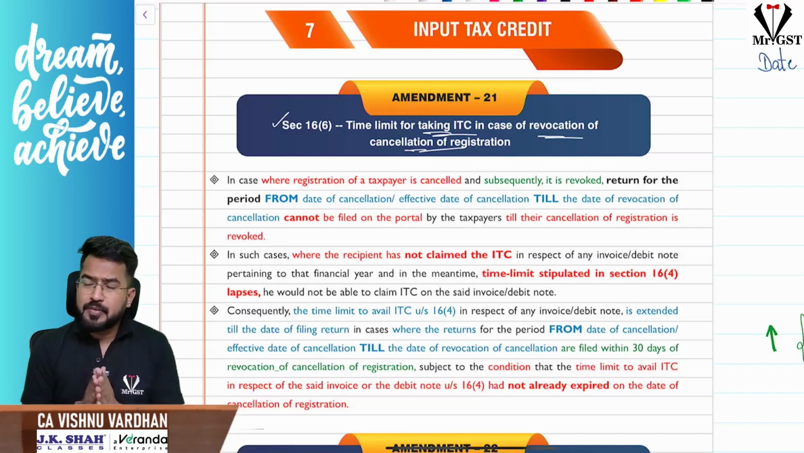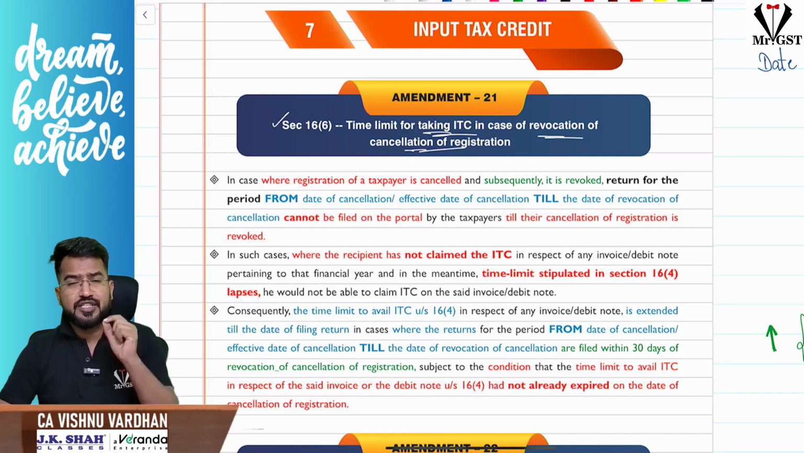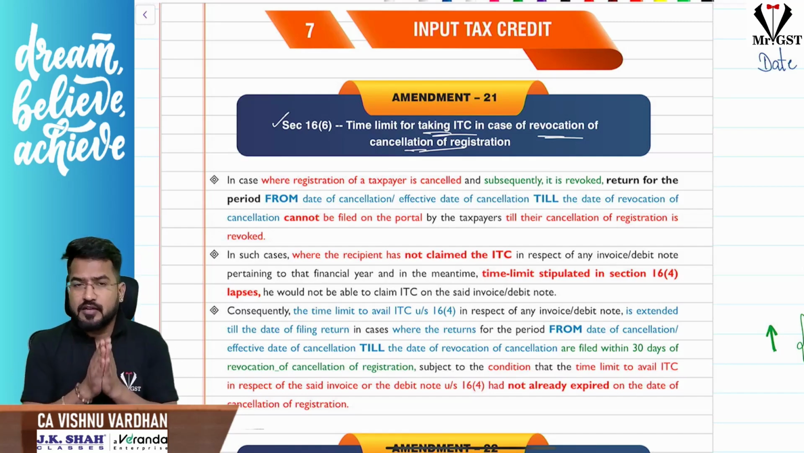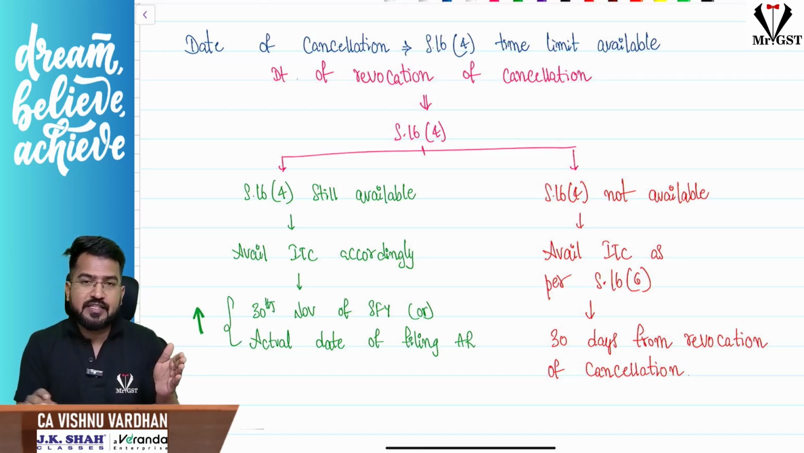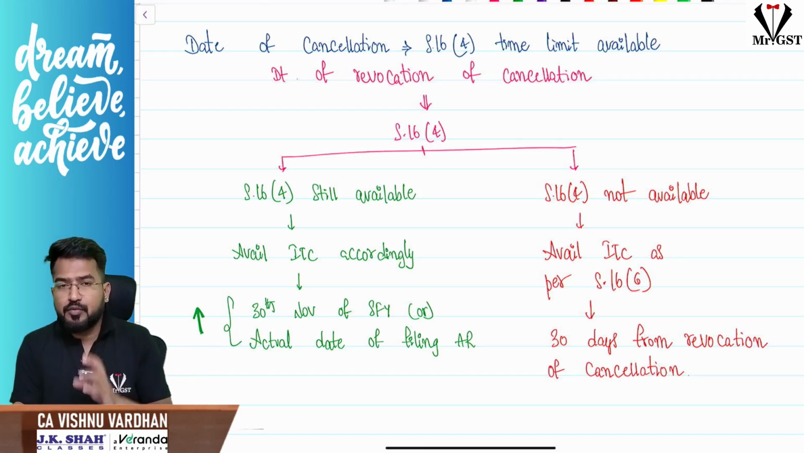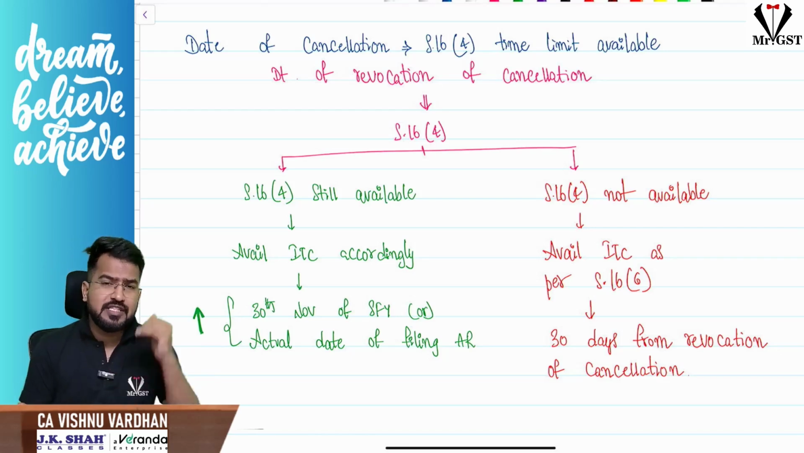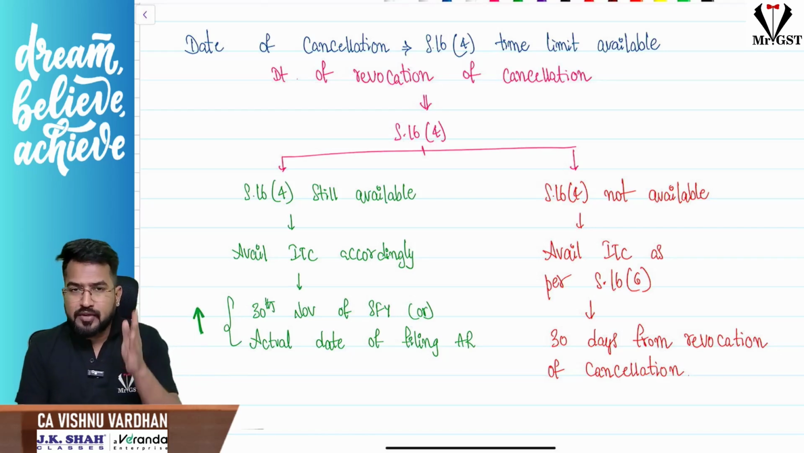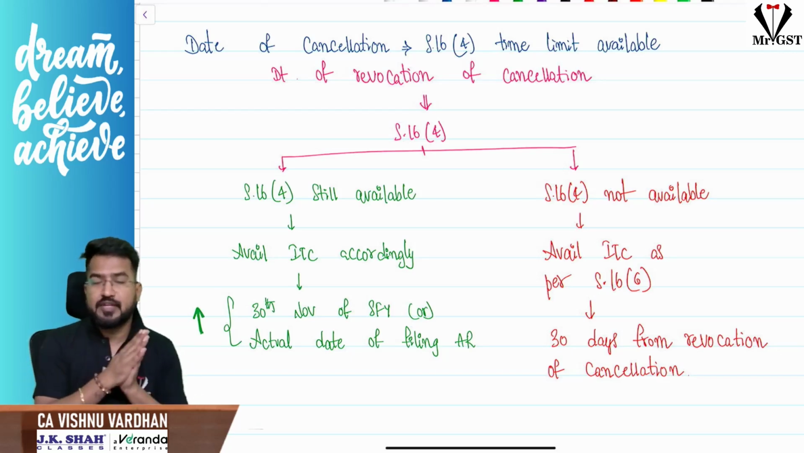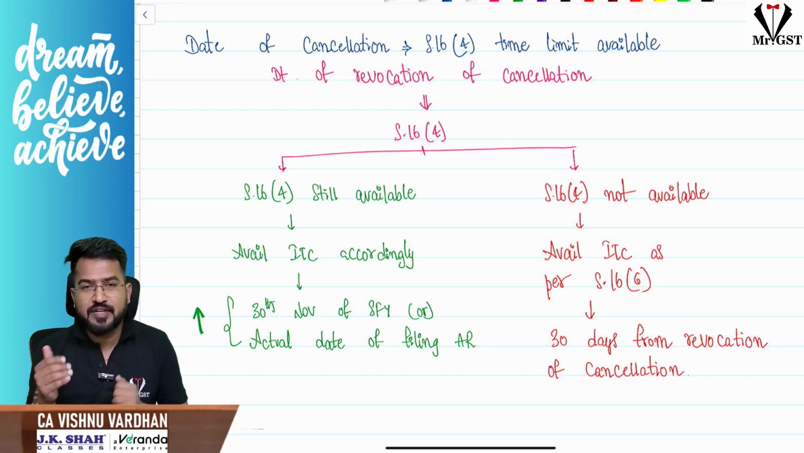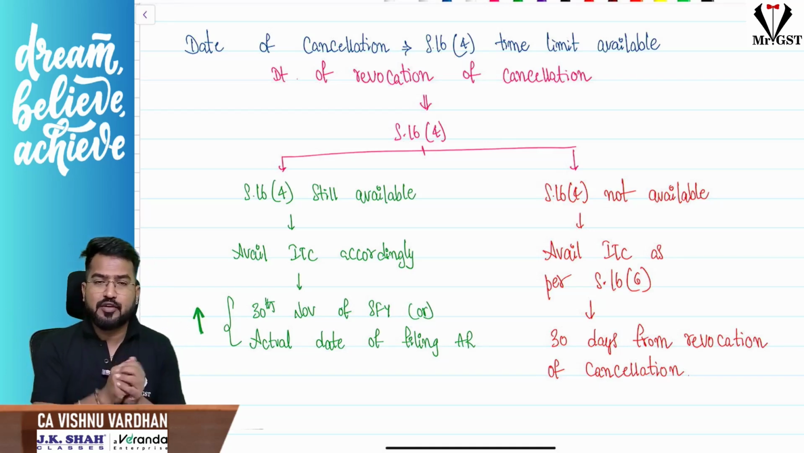So the next amendment is with respect to Section 16(6), the new provision in input tax credit. Section 16(6) is all about when your registration has been cancelled and you are applying for revocation. When your registration is being cancelled, you have a time limit to avail ITC under Section 16(4), but at the time of revocation, is the time limit still available, are you still able to take ITC? Yes, then happily you can take ITC as per Section 16(4): 30th November of the succeeding financial year or the actual date of filing the annual return, whichever is earlier, of the relevant financial year.